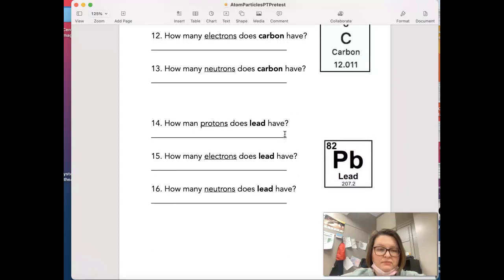Number 14. How many protons does lead have? Here's your picture of the element lead. Number 15. How many electrons does lead have? Here is your picture again. Number 16. How many neutrons does lead have? Again, I would recommend you using a calculator for number 16.